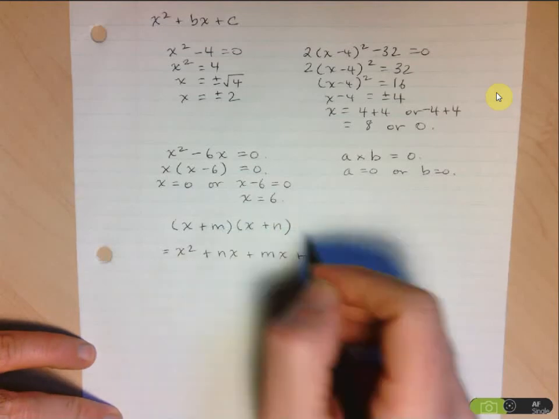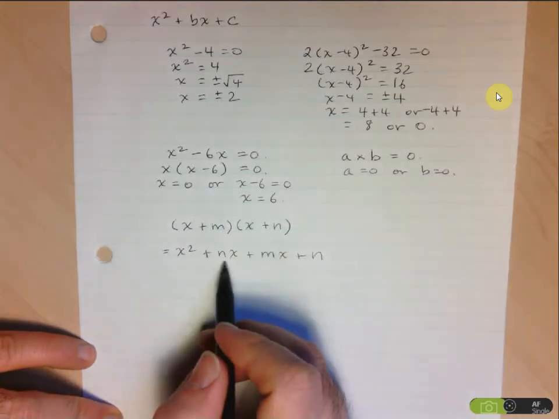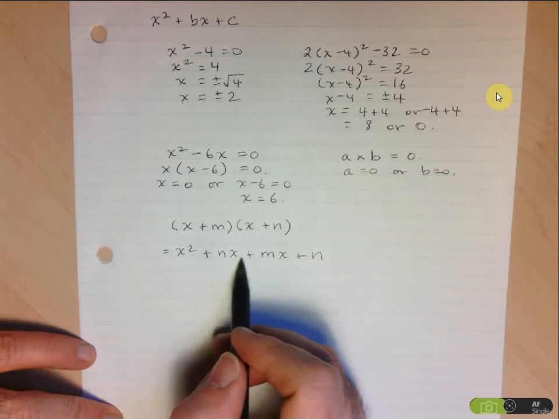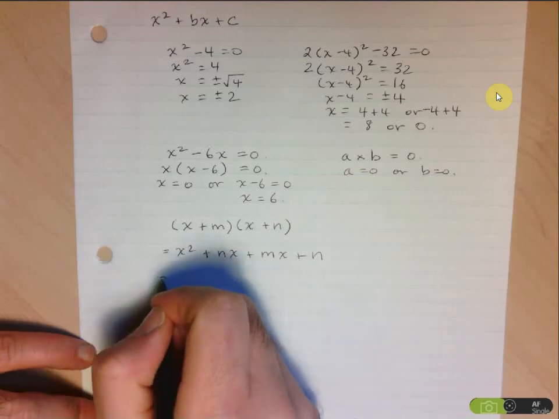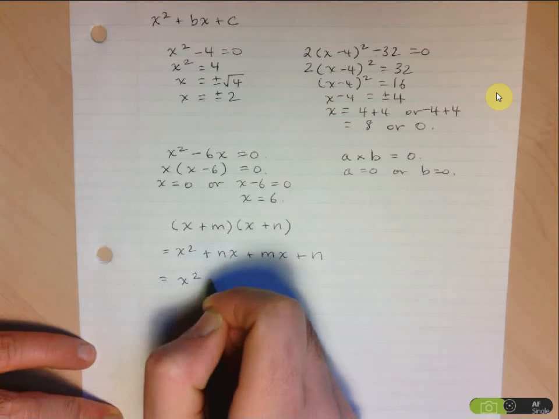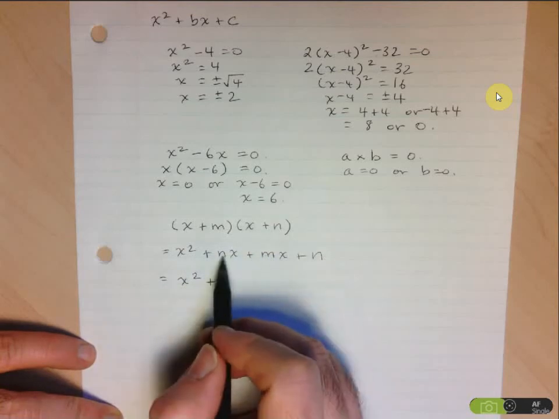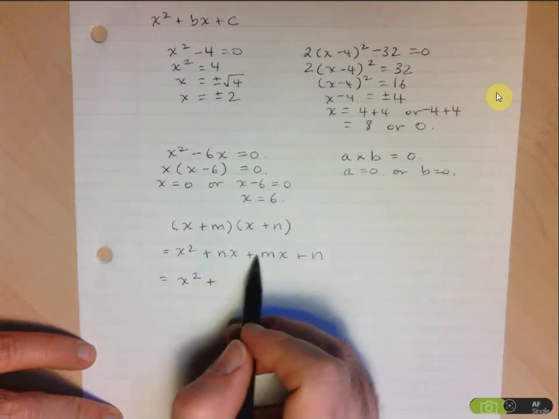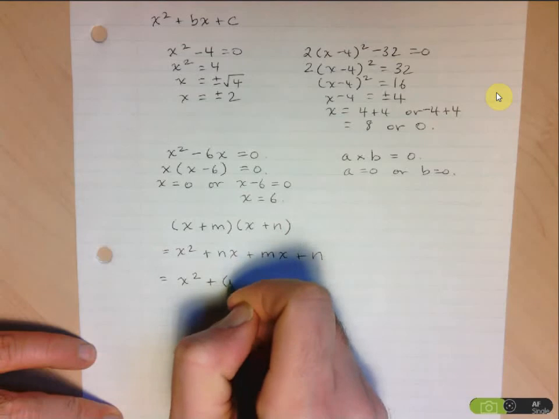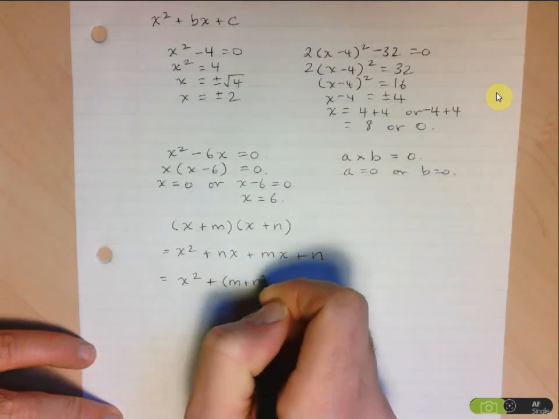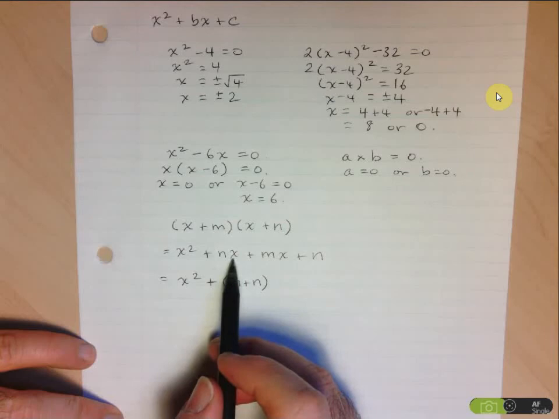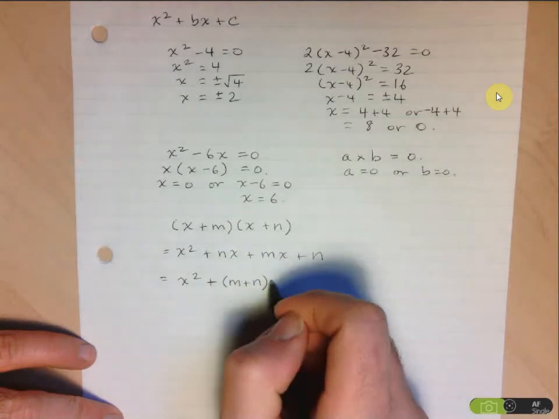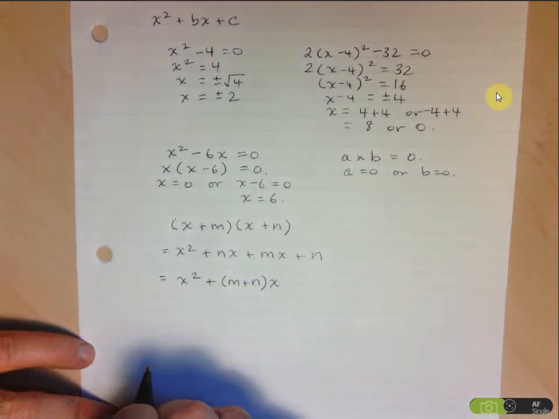plus m times n. And what we see here, as we expect, is that we always have two terms that are like terms, so let's bring them together. We have x squared plus, since the order of addition doesn't matter here, I'll write that as m plus n. We know that when we're adding like terms, we're only adding the coefficients; the variable part does not change.